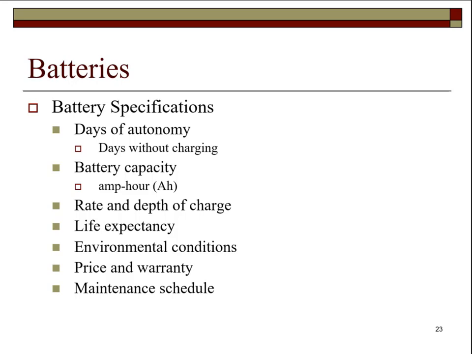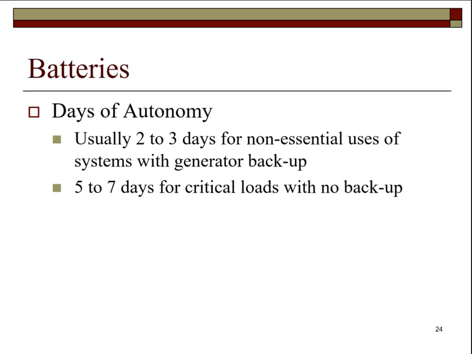Batteries of these types come with recommended rates of depth of charge. There is a life expectancy, the number of cycles, also associated with these batteries. Other specifications refer to environmental conditions, price, quality, and maintenance schedule. Usually the battery bank is designed for about 2 to 3 days of autonomy for non-essential systems and for 5 to 7 days for critical load systems.